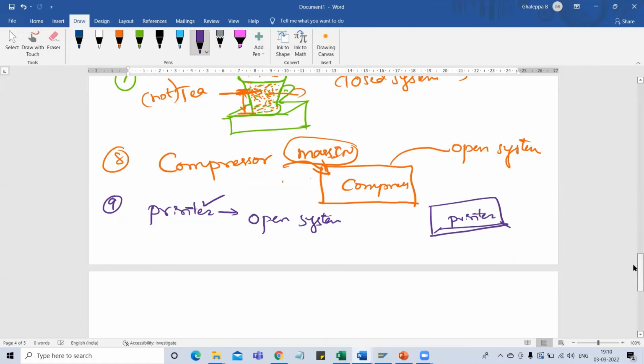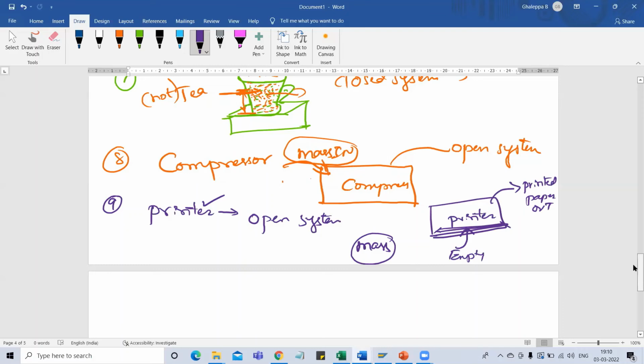Yes. Output. There is a question of mass. What is mass? Mass is nothing but paper. Empty paper will go inside the printer, and the printed paper will come out. Correct. Printed paper will come out, and empty paper will go inside. So when there is an exchange of mass, obviously it is an open system.